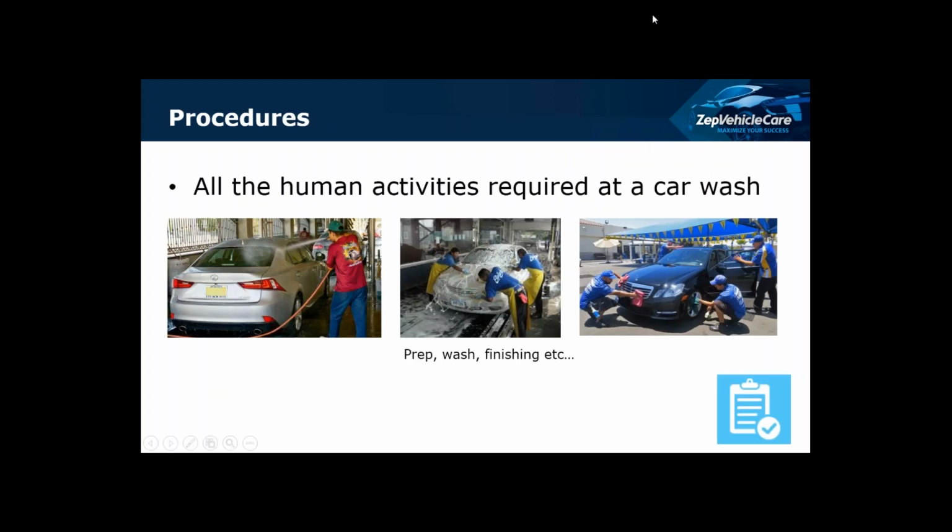So the last thing of the 5 factors of cleaning is a very general one. It's procedures. And as you can see, it's basically all the activities that are required at a car wash, whether it be a full service where they prep and dry and do your detailing at the end, inside and out, or it's a hand wash, or it's an in-bay automatic where you have one person that's monitoring the wash and keeping it clean and making sure everything's working right. Procedures are all the human activities that happen at a car wash.